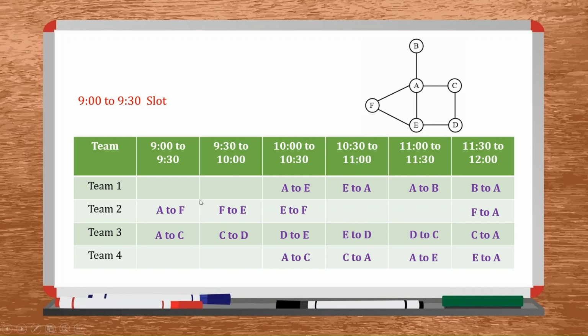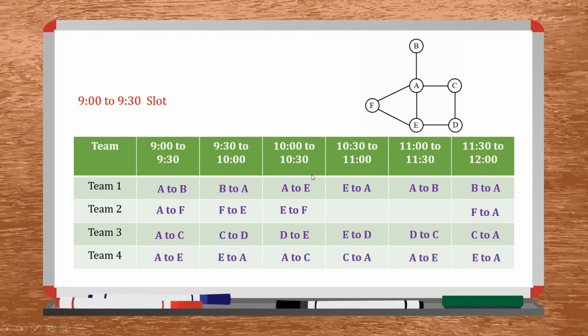Now let's consider team 1 or team 4. We should have considered team 4 first because team 4 is very simple. Team 4 can only travel between A to E, right? So it will have to travel from A to E and then back from E to A. Team 4 is the simplest of all. And the only option remaining for team 1 is to go from A to B and back from B to A.